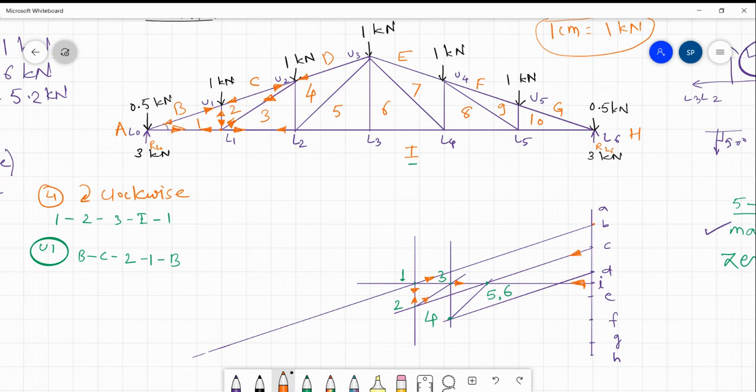Now if you observe here, we have analyzed only half part of the truss. As this is a symmetrical truss, you need not completely analyze it. If half part is done, the remaining will be as it is. It's not going to change. The right half values will be exactly similar to the left half.